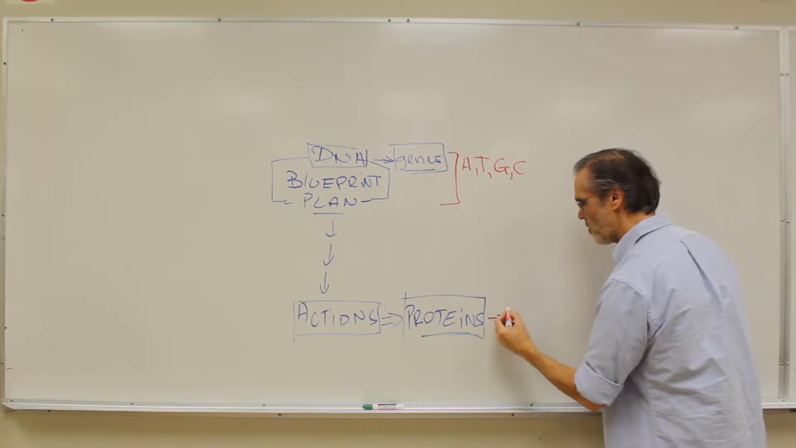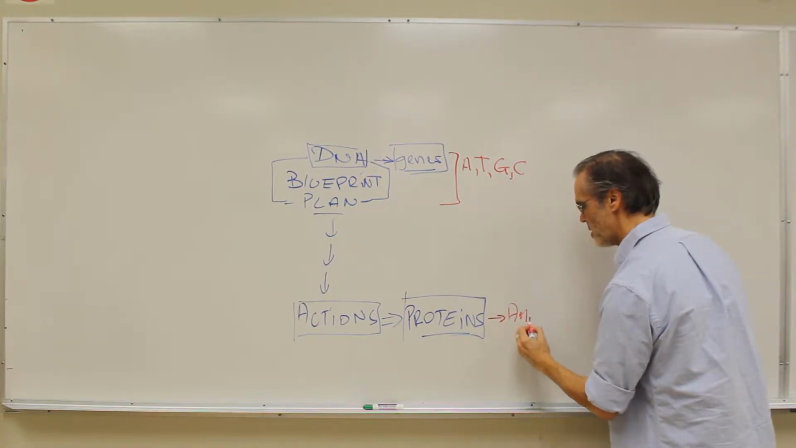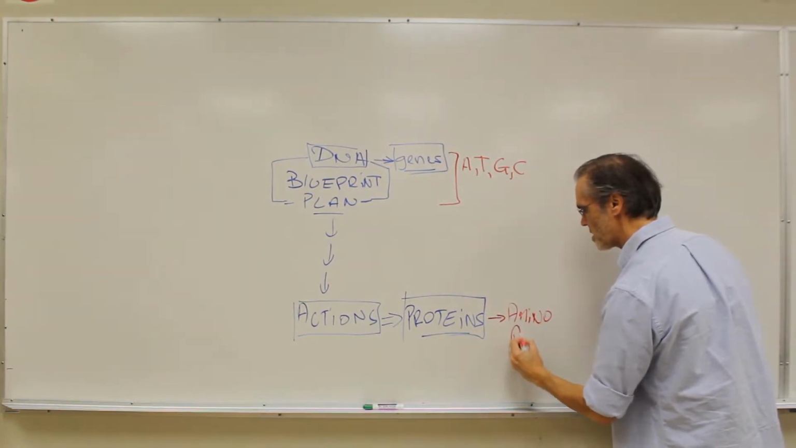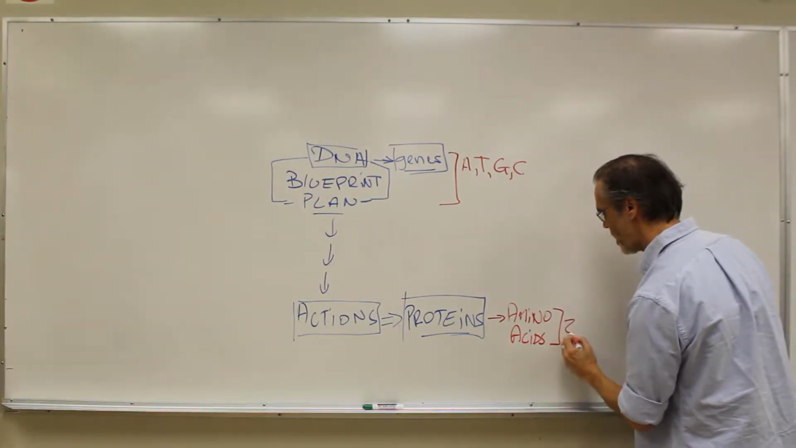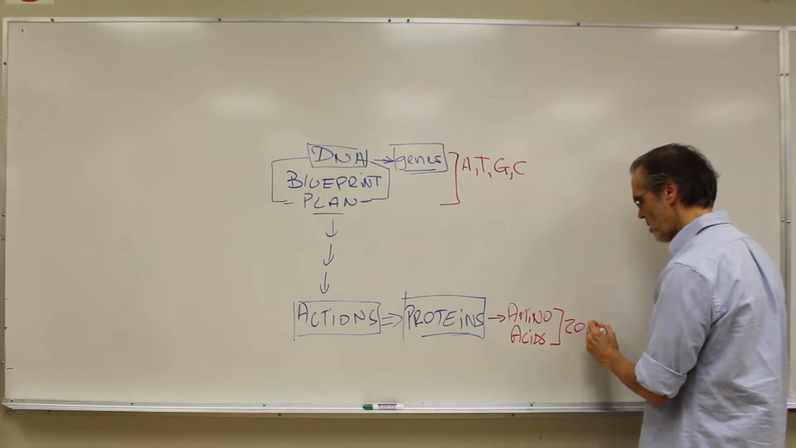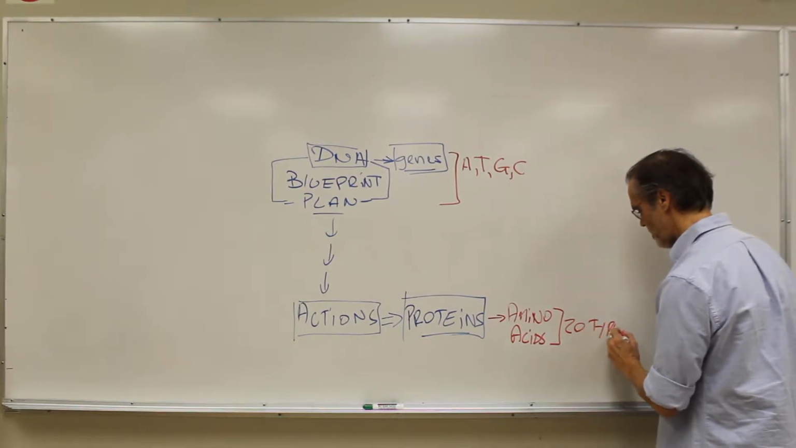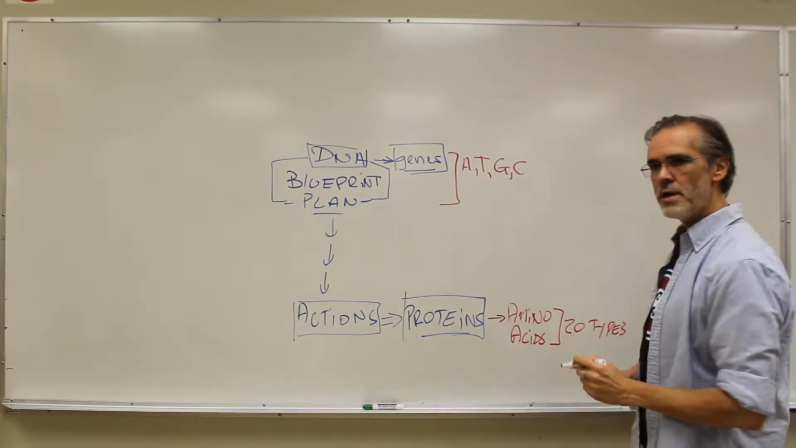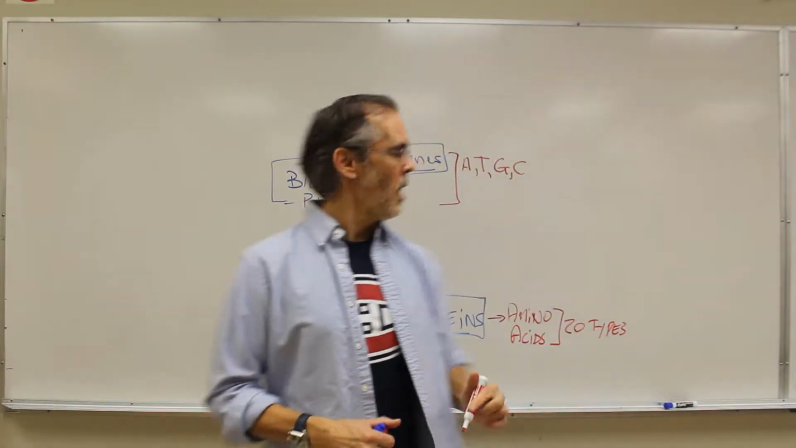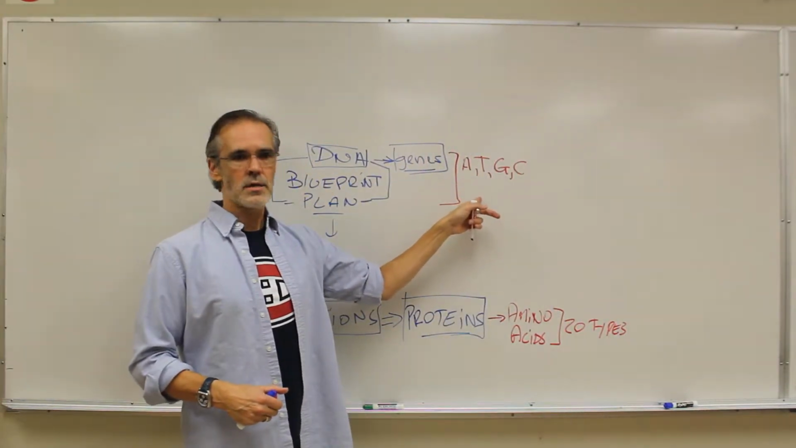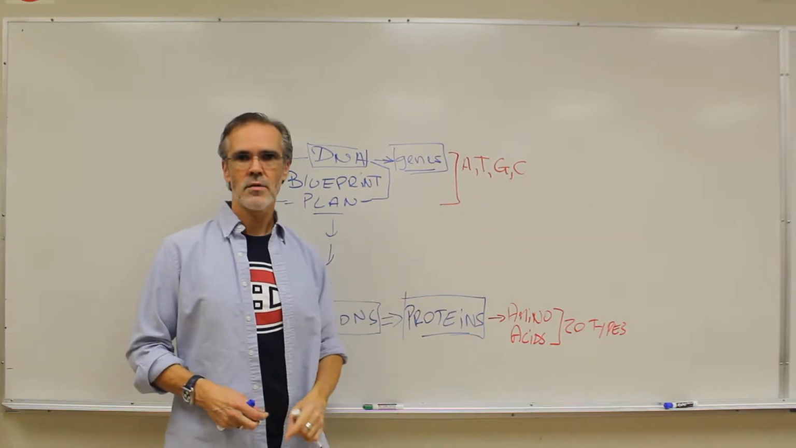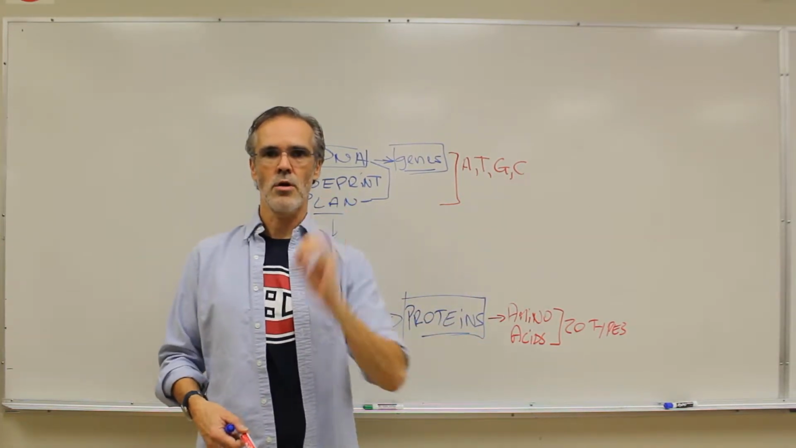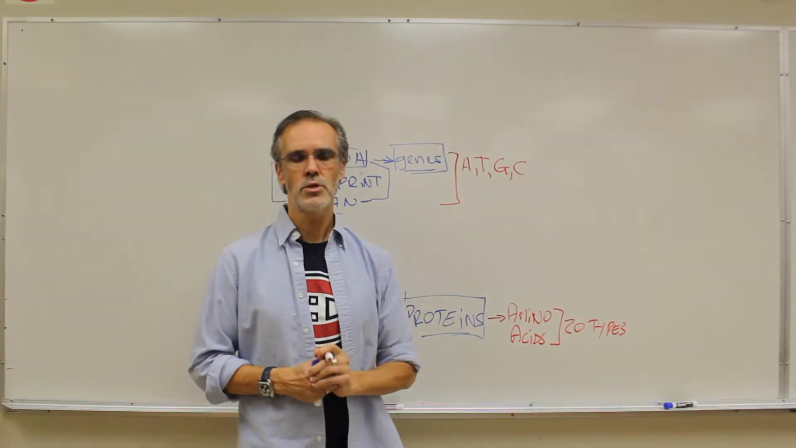Now, when you look at proteins, well, proteins are not made of nucleic acids or nucleotides. Proteins are made of amino acids. And we know that there are 20 different types of amino acids. And what is the relationship between these guys and these guys here, nucleotides and amino acids? The relationship between them is 0. There's no relationship between the two of them.